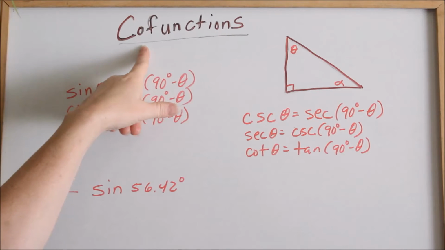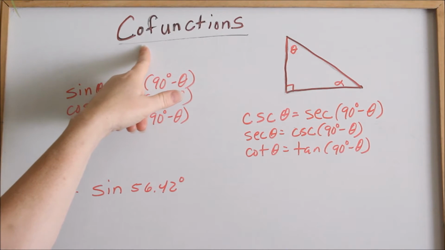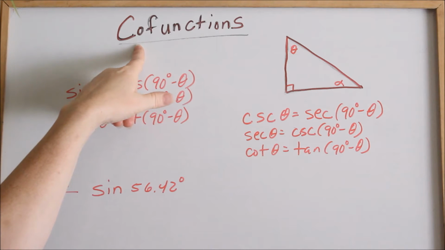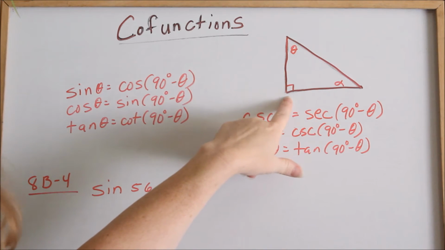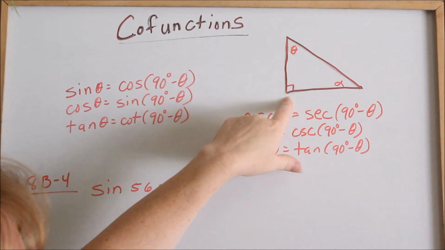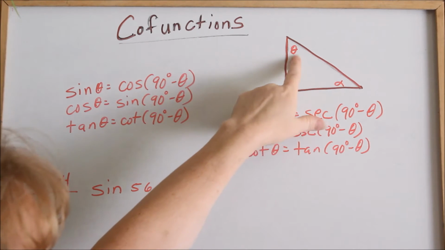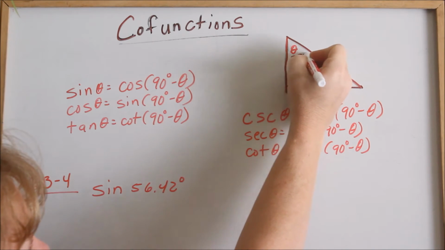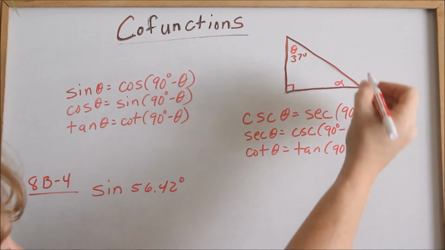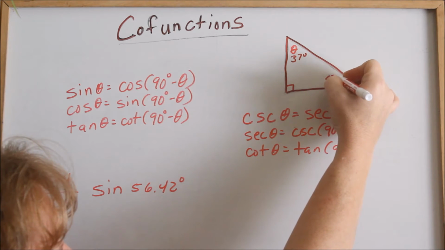Okay, we're going to be doing cofunctions. Where this name comes from, co comes from the word complementary. Looking at a right triangle, of course this is 90 degrees. All the angles in a triangle have to add up to 180. So here you have theta and alpha. Let's just say theta was 37 degrees. That means alpha has to be 53.